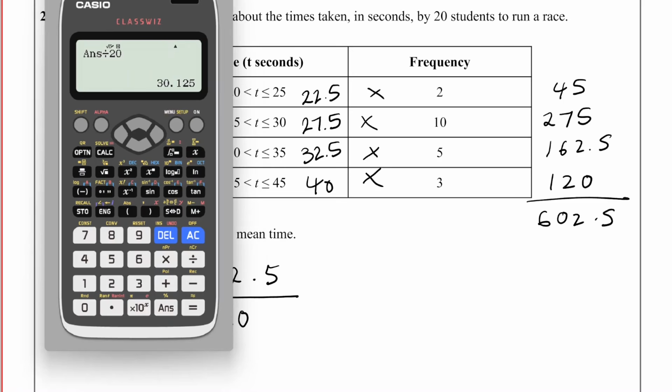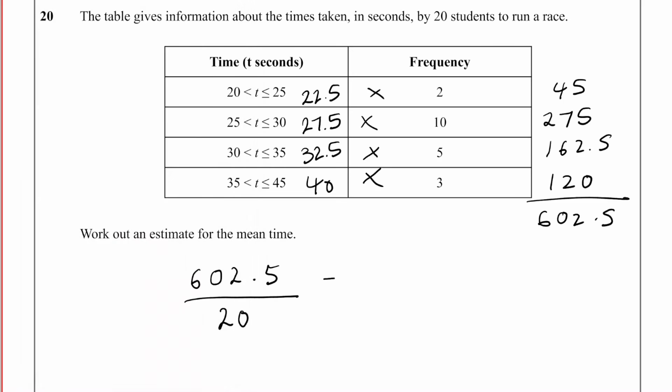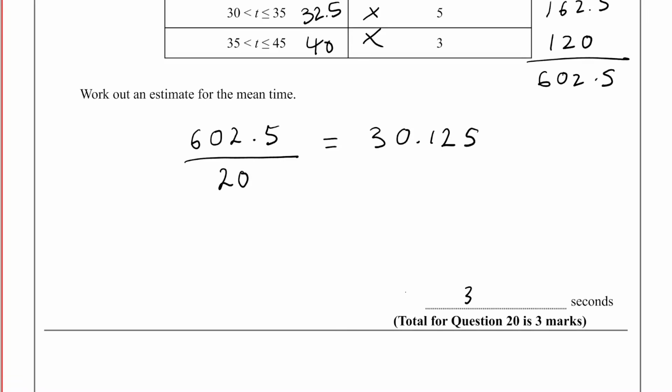so divide by 20, and we get 30.125. And we can see it looks sensible because it's somewhere in this range of numbers. If you get an answer that's not within the range of times taken, the times of the race, you know it's wrong. So 30.125 is our answer.